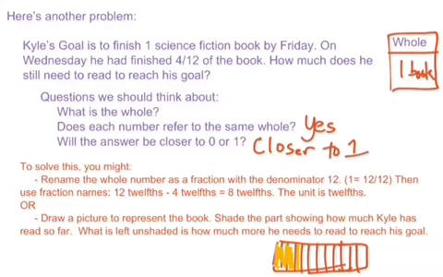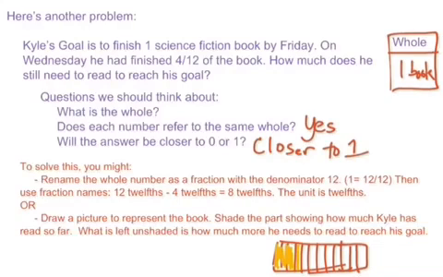Okay, so some things that we would fill in. The whole is 1 book, the whole book, right? The answer is referring to the same whole. Each of the numbers, the 4/12 and the 1 science fiction book, are referring to the same 1 science fiction book. And it's going to be closer to 1, the difference. I know that because 4/12 is less than half, and I'm needing to get up to the whole, so it's going to be closer to 1.